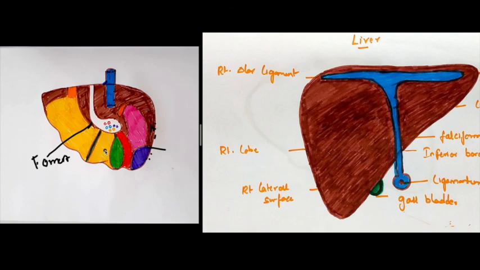This is the quadrate lobe, having an impression with the pyloric part and first part of the duodenum along with the lesser omentum. And this is the fossa of the gallbladder having the gallbladder with cystic duct. This is the first part of the duodenum. On the right lobe of the inferior surface, we will see the hepatic flexure of colon along with the right suprarenal gland and right kidney. So these are the relations of the anterior, posterior, superior and right lateral surfaces.